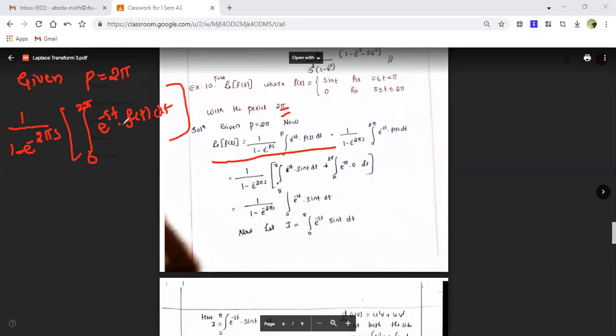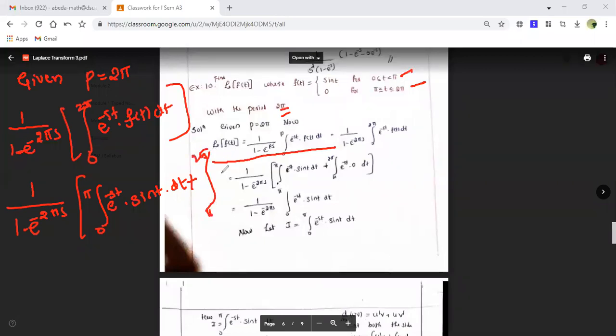Since my function is split into two, between 0 to pi and pi to 2 pi, we rewrite it as 1 minus e to the power minus 2 pi s, this is equal to integral from 0 to pi of e to the power minus st into sin t dt, plus, since the next function is 0 anyway, pi to 2 pi is 0, because e to the power minus st f of t is 0, so this term will become 0. We have to bother only about this function now.